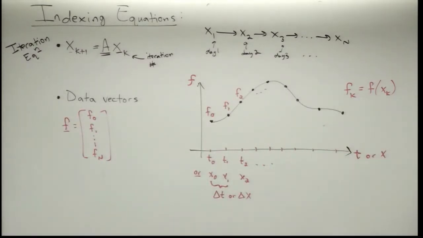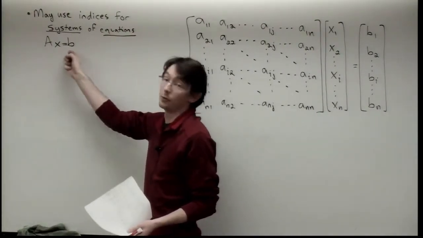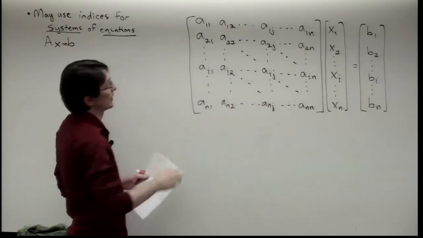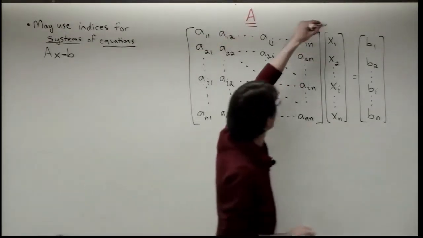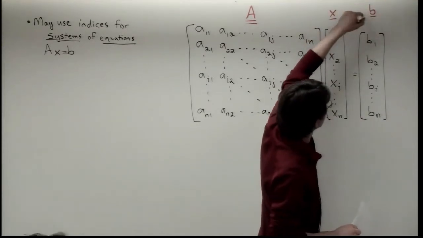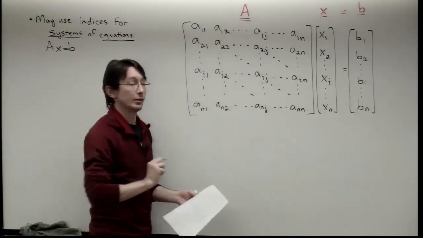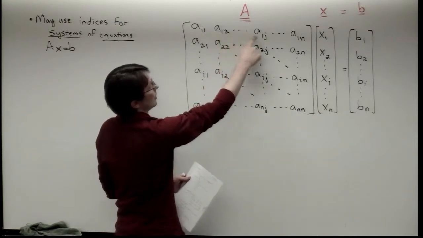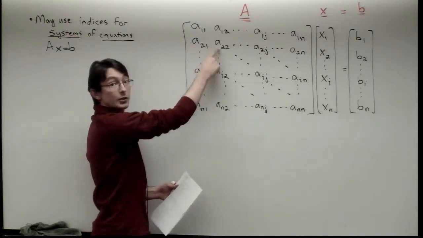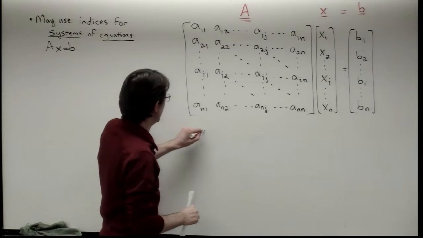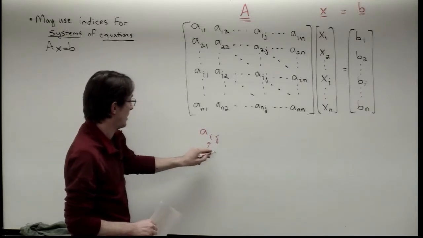But we could also use indices for specifying systems of equations, Ax equals b. So here I have explicitly written a big A matrix, right? This is big A, it's a matrix, times a vector x equals my vector b. Okay, and we notice that the subscripts here tell me which elements I'm talking about. Okay, so I have A11, A12, dot, dot, dot, all the way up to A1n. The second row is A21, A22, and so on. So for the element A_ij, i tells me which row, and j tells me which column.